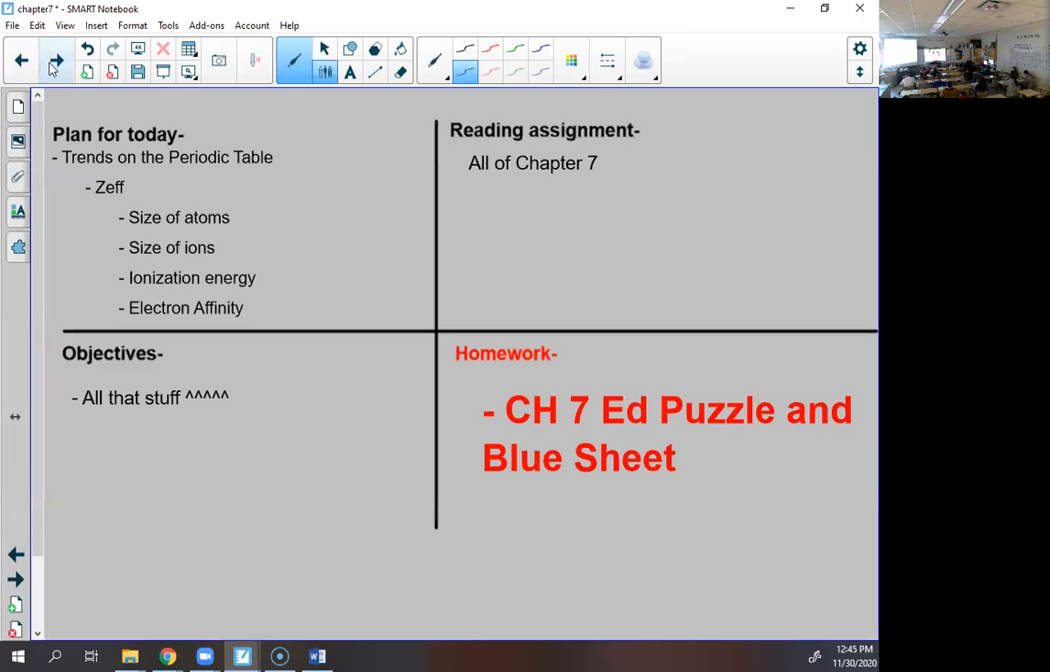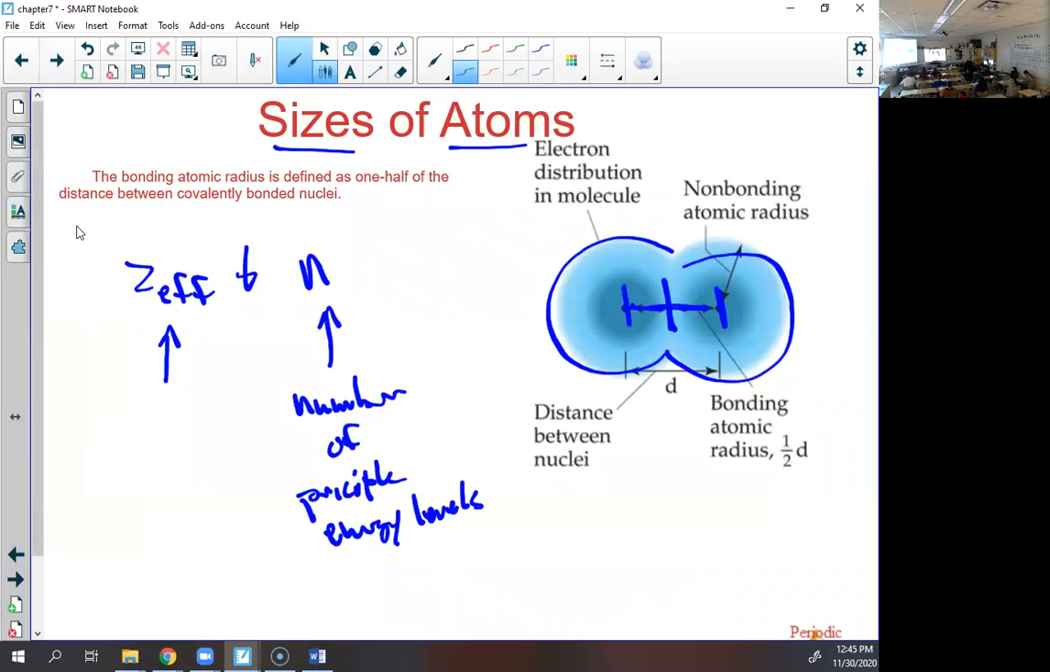Okay, let's come right here. All right, so we already talked about this, but here we go. The size of atoms is measured by what we call the atomic radius. The bonding atomic radius is defined as 1/2 of the distance between covalently bonded nuclei. You don't have to know that definition, but that's technically how they do it. They put two together and measure the halfway point. And so since that's half from the center out, we call it a radius or radii.